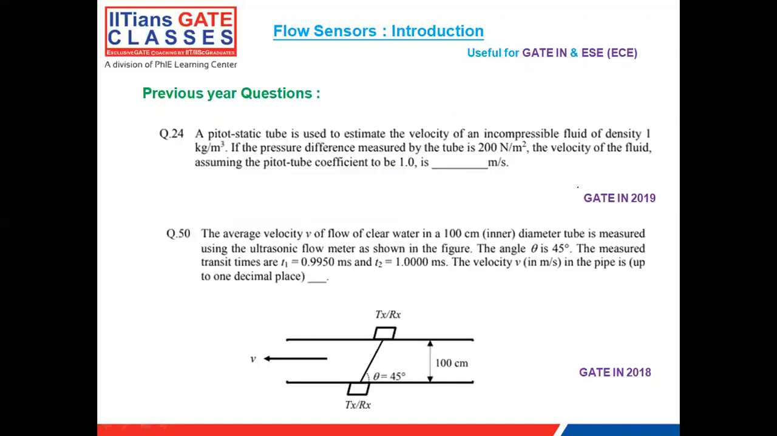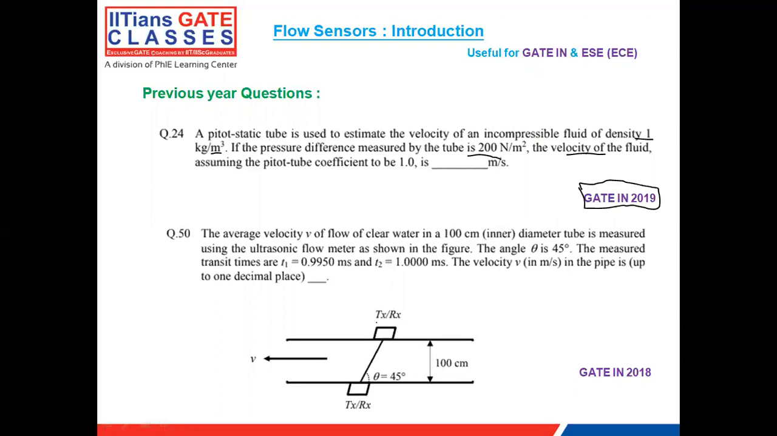This question was asked in GATE 2019. It is from the Pitot tube. See the question: a Pitot tube is used to estimate the velocity of an incompressible fluid of some density. The density is given, the pressure difference is given, and the velocity is asked. In the upcoming lectures, if you study the Pitot static tube, you can very easily solve this question by knowing the relation between Q and del P, the pressure difference and the flow rate. But there is some concept behind that. First we'll study the concept, then we are going to solve the questions.